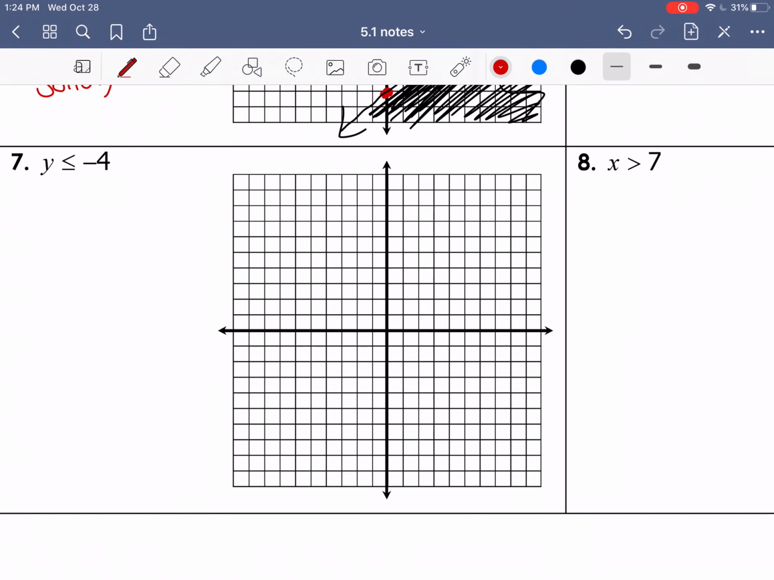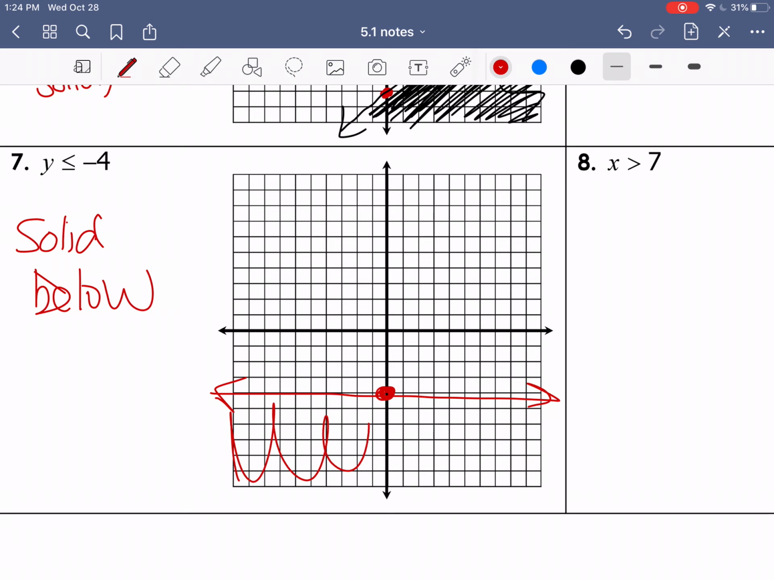So we have another y, and then inequality sign negative 4. So if this was a y equals, remember y equals side to side. So I find negative 4 on my y, and we're going to go side to side. But first I need to look at my symbol. It's less than or equal to, so it's going to be solid. And it's less than or equal to, so it's going to be below or under it.